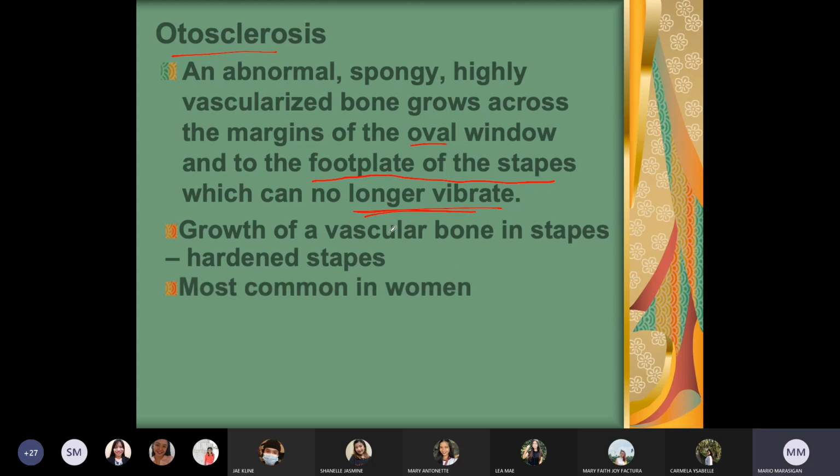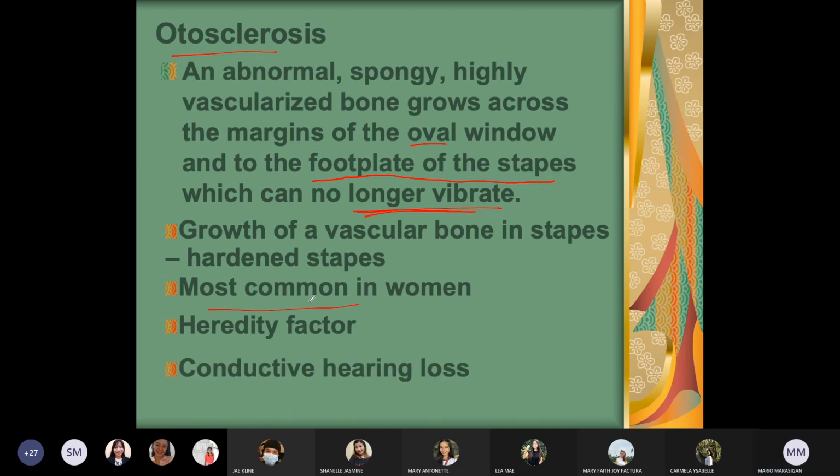So, the growth of vascular bone in this stapes, and it become hardened, okay? Maninigas, parang magiging stiff yung iyong stapes. Mas common siya sa babae, huwag nyo nang itanong kung bakit. Kasi, unknown, bakit common siya sa babae. It can also be acquired through hereditary. So again, your stapes is in the middle part, right? Middle ear. Kaya anong type ng hearing loss? Conductive hearing loss.